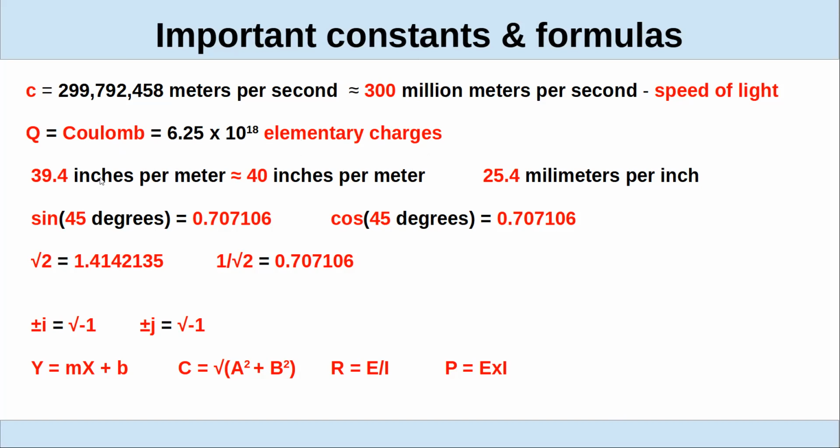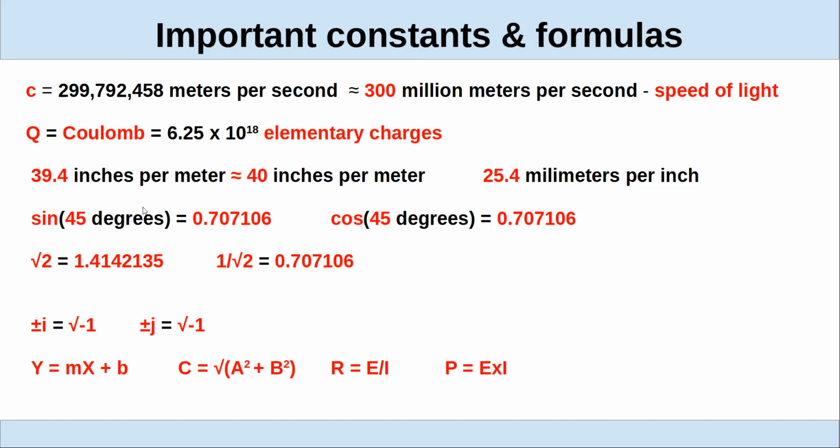Another one is converting inches and millimeters. So instead of remembering 39.4, you can just approximate it to 40 inches per meter. So if you get questions on doing wavelength, which you're guaranteed to get one, you can use 40 inches per meter if they want the answer in inches. Usually it'll be in meters. There's also 25.4 millimeters in an inch, which occasionally comes up.